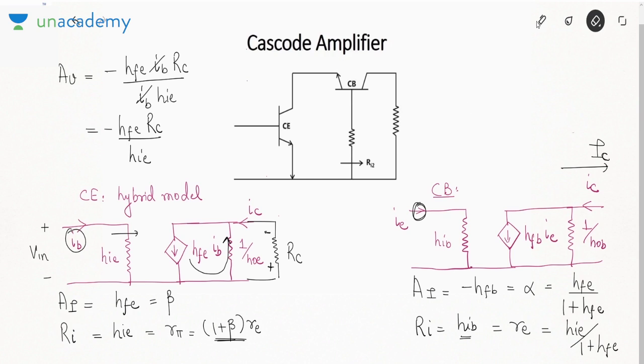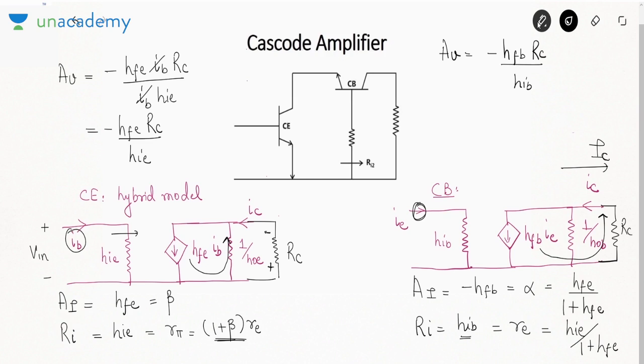In a similar manner, if I find the voltage gain of the common base amplifier, then also I will consider one resistance here. That will be RC. Since the circuit is same, the voltage gain will also be same, but the name of parameters will be different. Minus HFB RC by HIB. So the circuit is same, so the gain is same, but instead of E I am using B because it is common base. Now if you replace the value of HFB in terms of HFE and HIB in terms of HIE, it will become minus HFE RC by HIE, because this factor of 1 plus HFE will get cancelled in both the HFB and HIB.